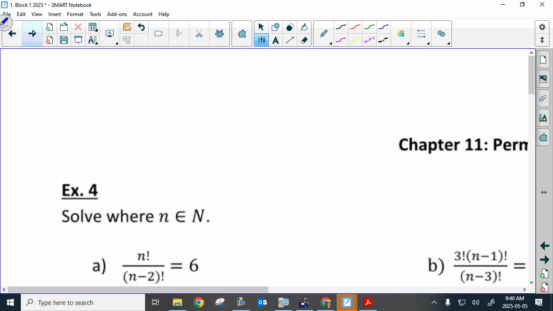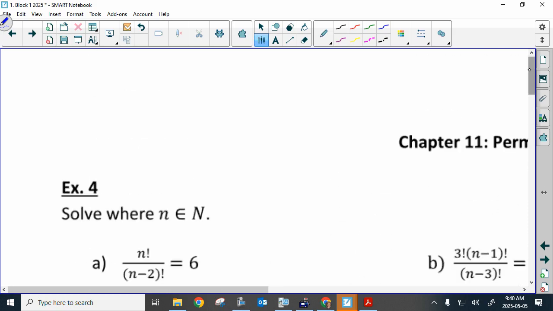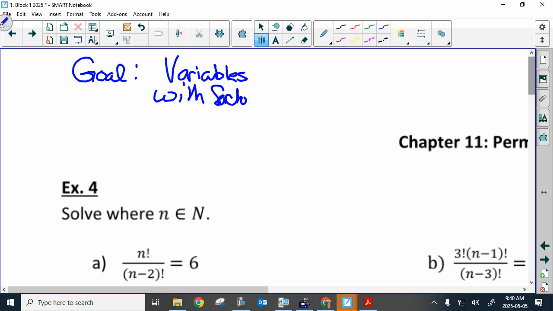Okay. Now, on the next page, we're actually going to solve equations with factorial notation. And when you're solving those equations with factorial notation, I want you to set a goal. This is your goal when you're solving those equations. Variables with factorials on one side and numbers with no variables on the other side.